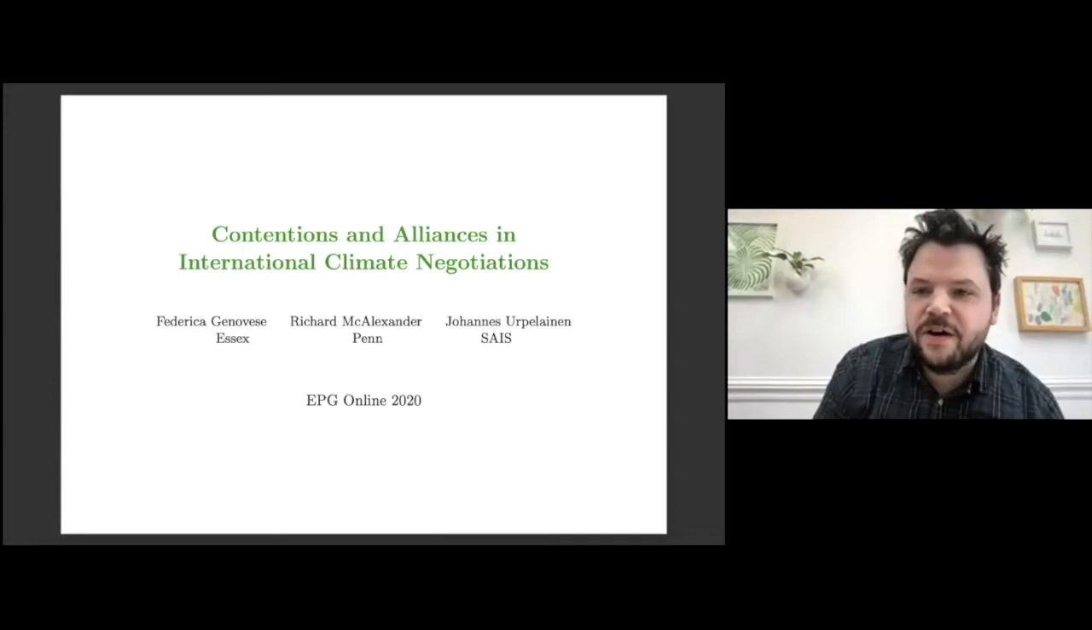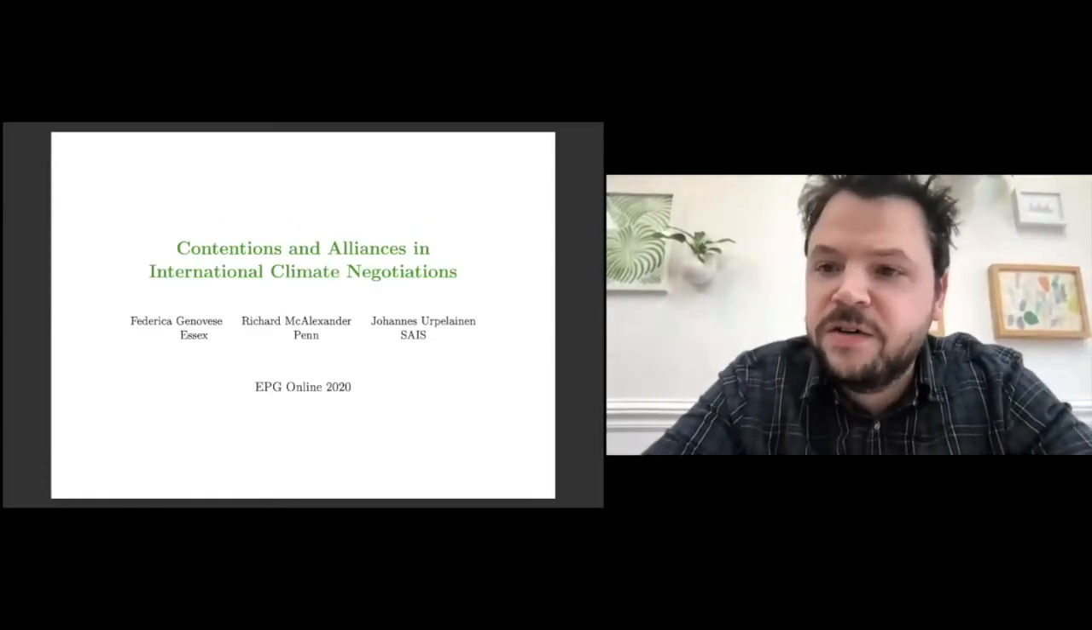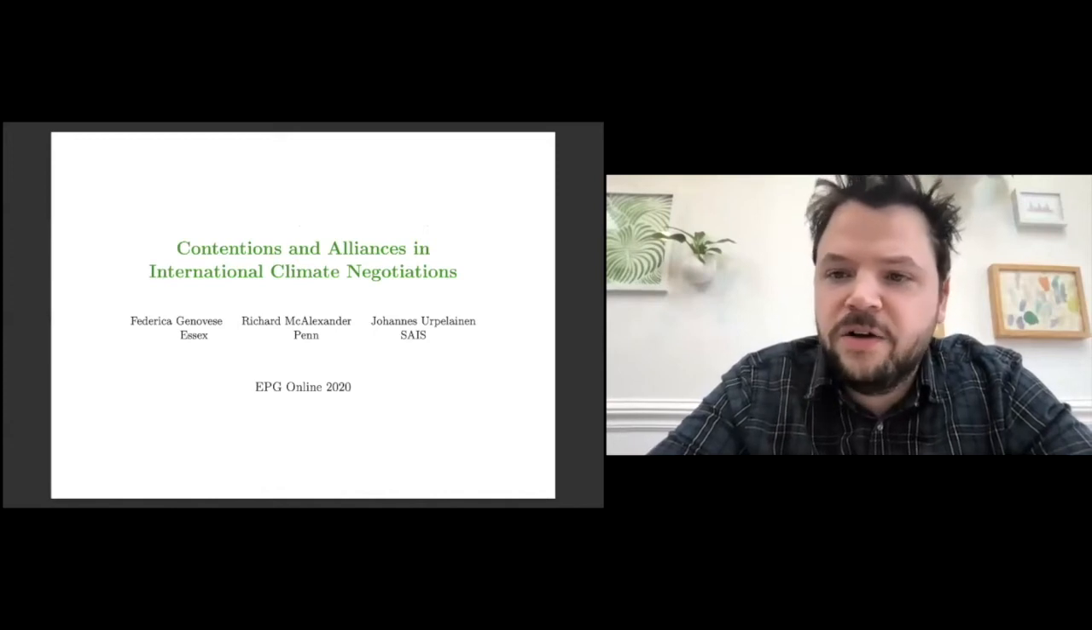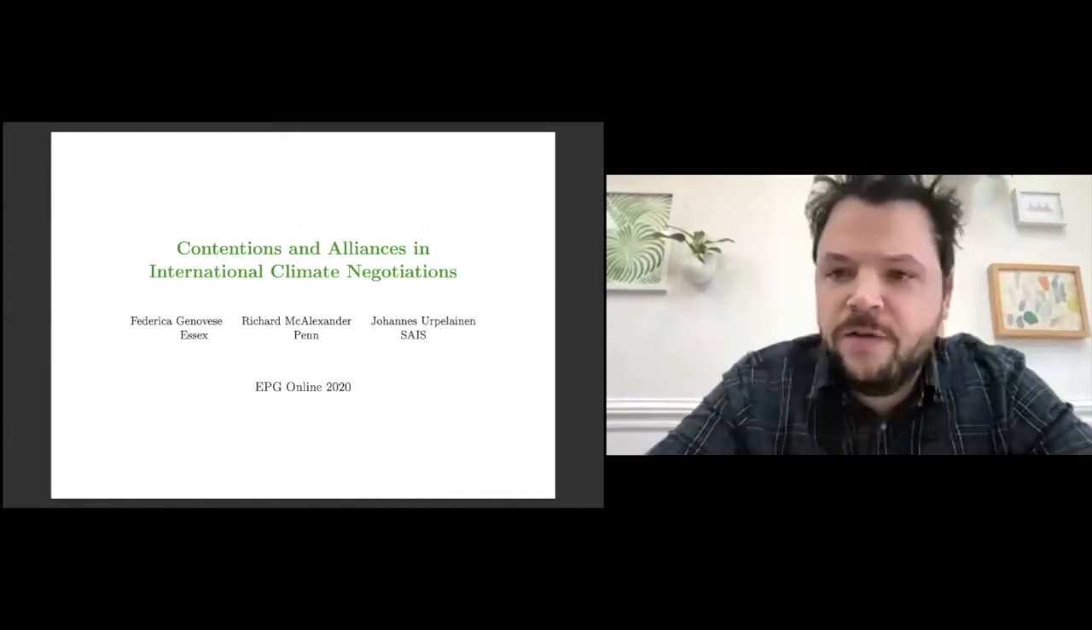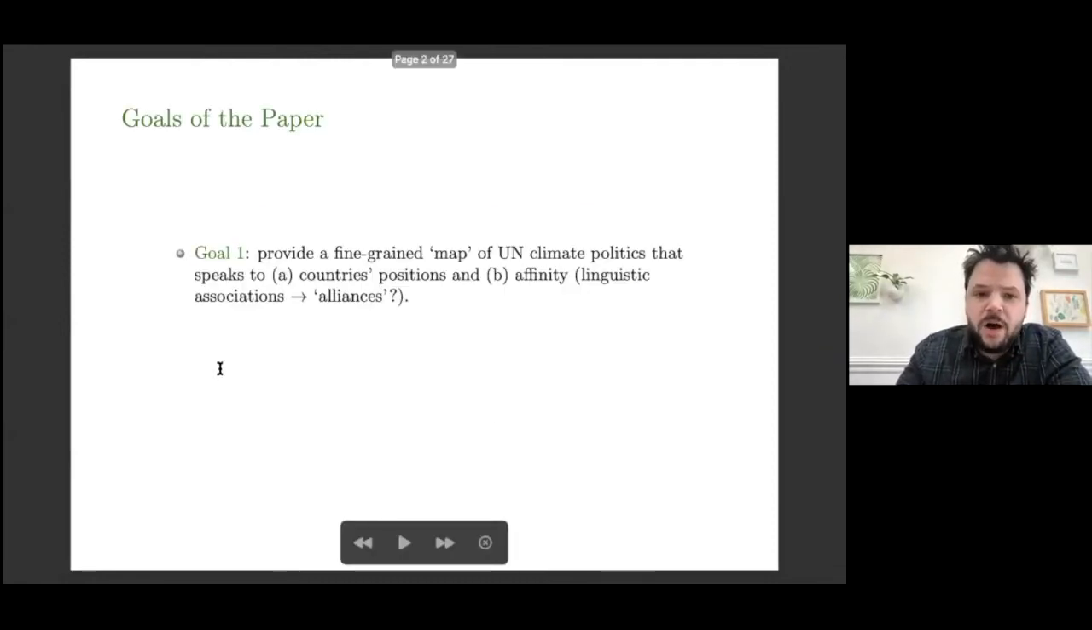We think it's a little bit different than some other works in that we take a really inductive approach to trying to understand state behavior within an international organization, within a really important international organization. So what are the goals of the paper?